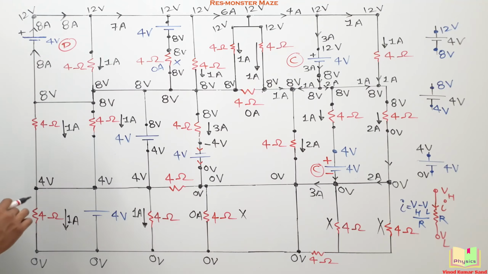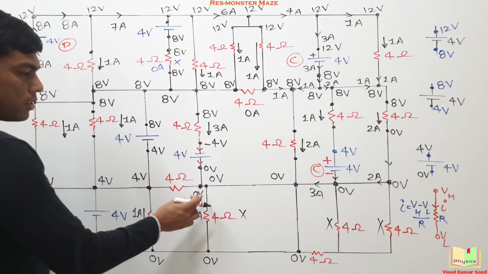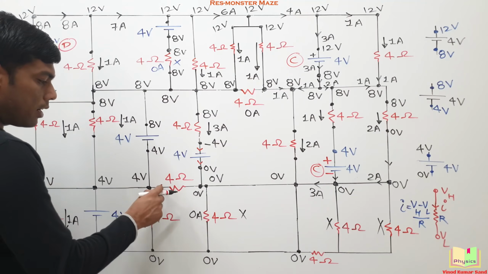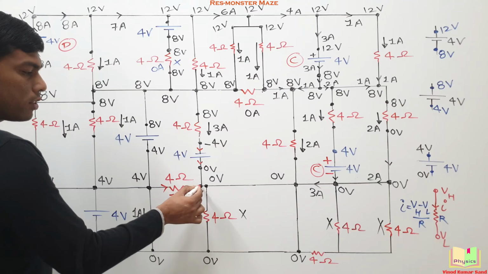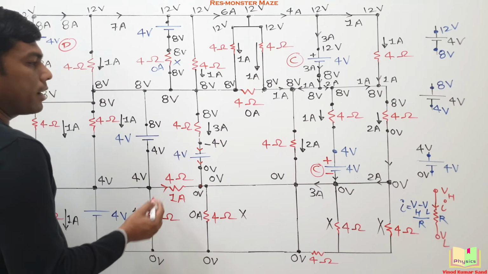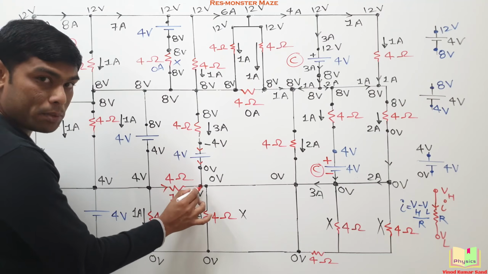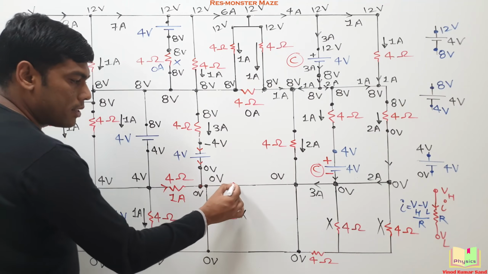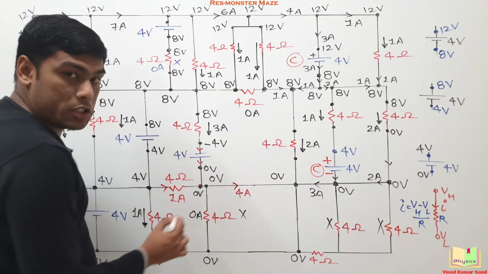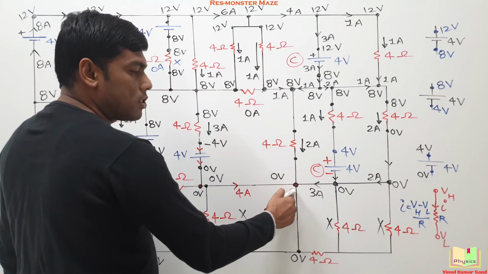Let's do a few calculations here also. This is 4 volt, this is 0 volt. So how much should be the current here? It should be 1 ampere. So for this junction, if we check, this incoming is 3 ampere, this is 1 ampere. So the outgoing should be 4 ampere. There is no current in this. It means this 4 ampere reaches here. Now you can easily justify the things about this junction.